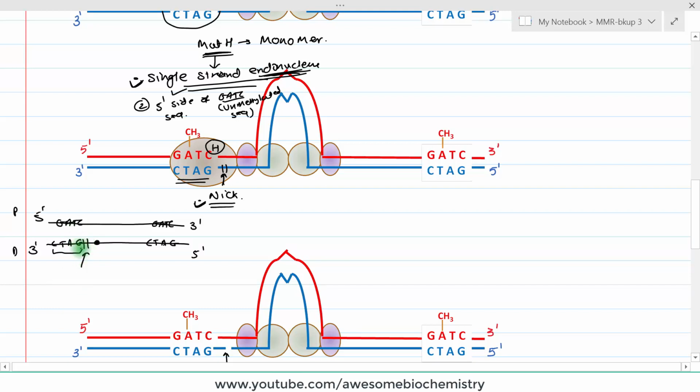As the rule is on the 5' side of GATC sequence. So this is GATC sequence and its 5' end is over here. What would be the picture if it's a different scene? So again, this is parental DNA, this is daughter DNA, this is 5' to 3', and this is 3' to 5'. This is GATC sequence, this is also GATC. On the opposite strand, it's a GATC like this and GATC like this.